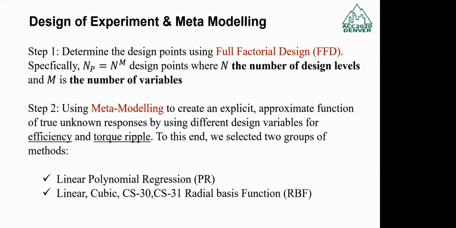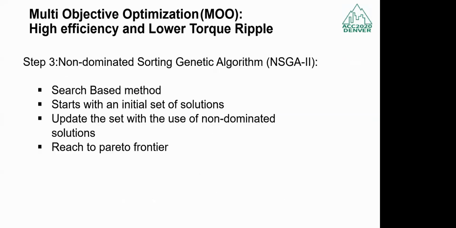The second step is to create an explicit function which fits the design points by meta-modeling. We used linear polynomial regression, and linear, cubic, CS30 and CS31 functions as radial basis functions, or RBF. And finally, having reached the explicit function using meta-modeling, we do the adaptive multi-objective optimization to increase the efficiency of the motor while reducing the torque ripple at the same time.